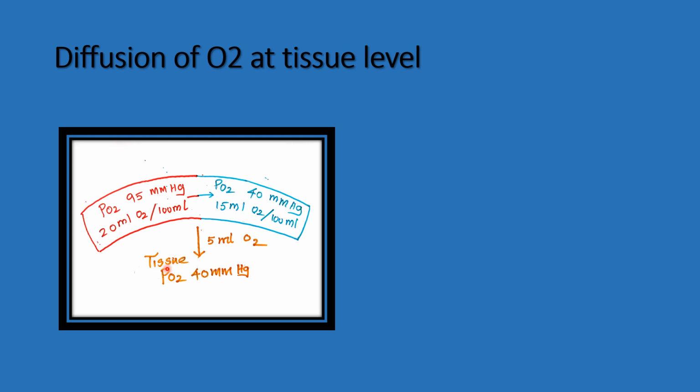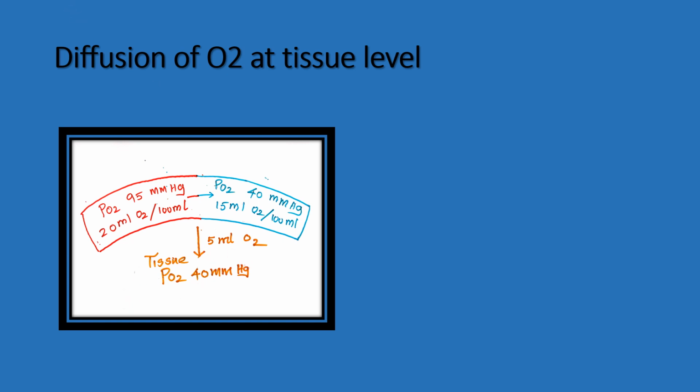Diffusion of oxygen at tissue level. At the tissue level, the capillary PO2 is 95 mm mercury. The tissue PO2 is 40 mm mercury. So the pressure gradient is more from the capillary to the tissue. So 5 ml of O2 is delivered to the tissue per 100 ml. So in 5 liters of blood, around 250 ml per minute is delivered to the tissue.